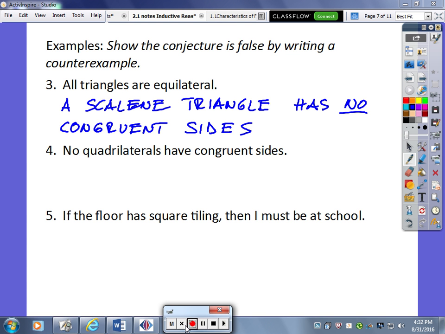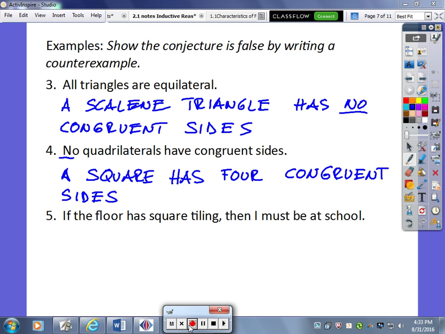Our second conjecture states that no quadrilaterals have congruent sides. Well, let's look at a square. A square is a quadrilateral. It has 4 sides, and all 4 sides are congruent. In other words, they have the same length. So this is a counterexample again for the conjecture that no quadrilaterals have congruent sides.